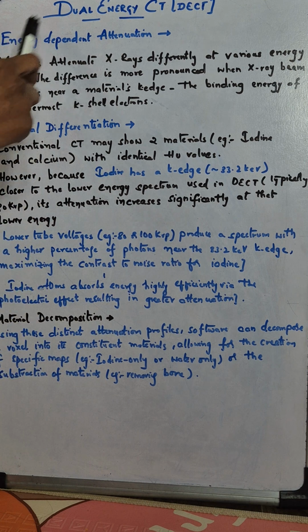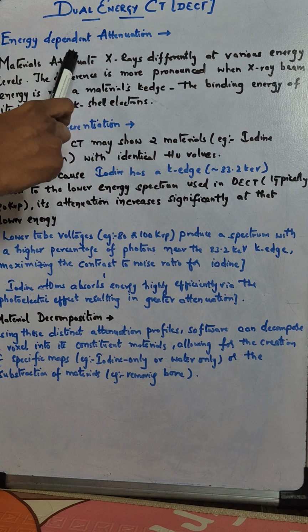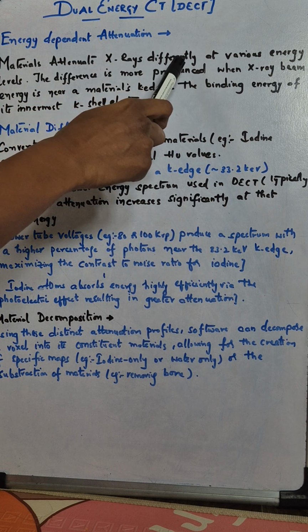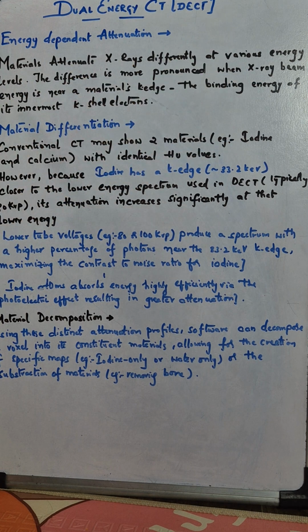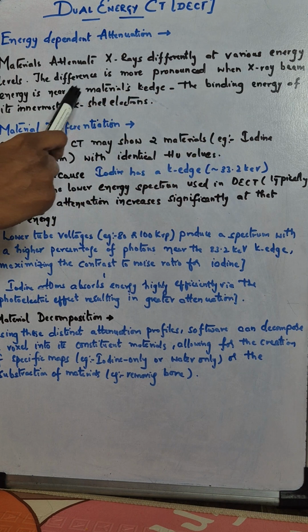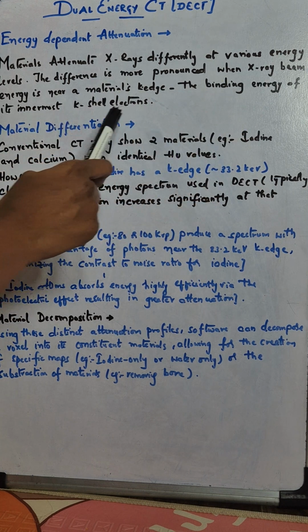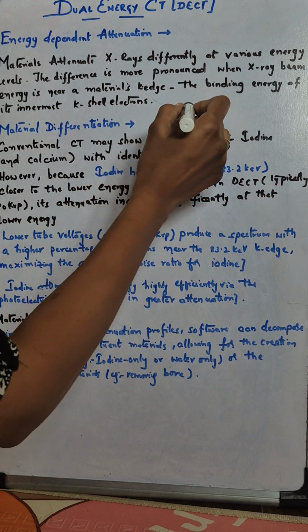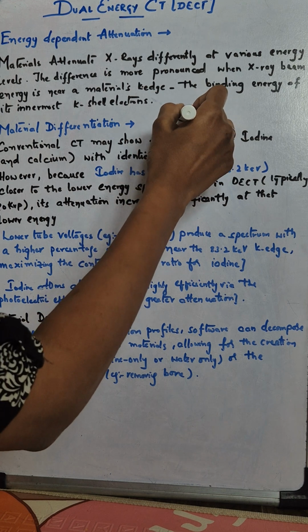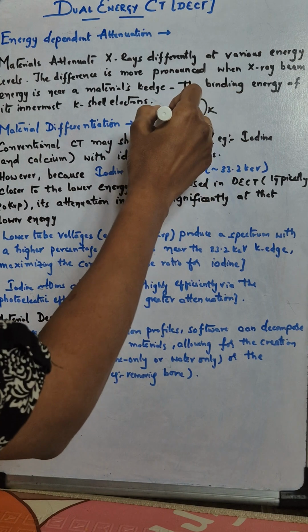Before going into applications of dual energy CT, we have to understand something. Dual energy CT relies on energy dependent attenuation. Materials attenuate X-rays differently at various energy levels. The difference is more pronounced when the X-ray beam energy is near a material's K edge, the binding energy of the innermost K shell electron. See, this is the atom nucleus. This is the K shell. We have two electrons in the K shell.